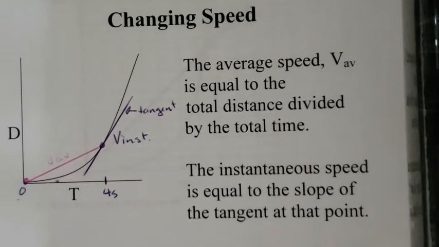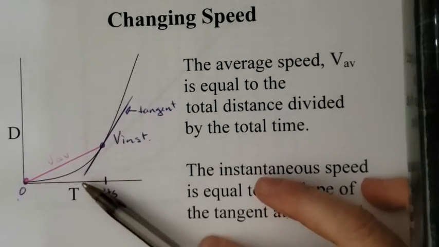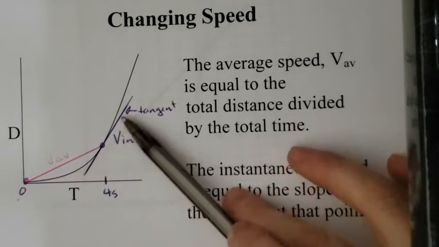The other thing I could figure out is, well, I don't want the average for the whole trip because in the beginning I was going very slow, at the end I was going very fast. I want the instantaneous. I want to know exactly at 4 seconds. If I was driving down the road and a police officer put the radar gun on me at exactly that moment, what was my speed? So what you do is you put a dot at whatever time period we want. In this case, it's 4 seconds. And we draw this line called a tangent, and we find the slope of the tangent.